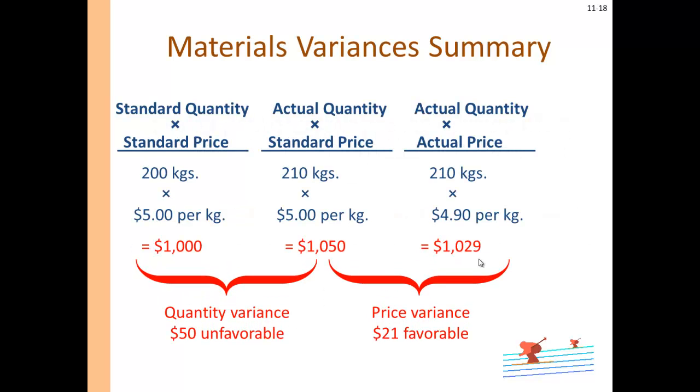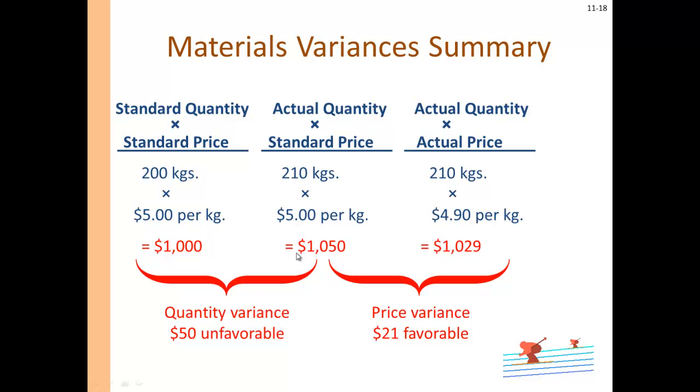Okay, so if our standard quantity is 200 kilograms times 5, we would have $1,000 as our standard. But we actually used 10 more kilograms times our standard price of 5. That would have given us a cost of $1,050. But now we used more, but we paid less, so we had $1,029 as our actual.